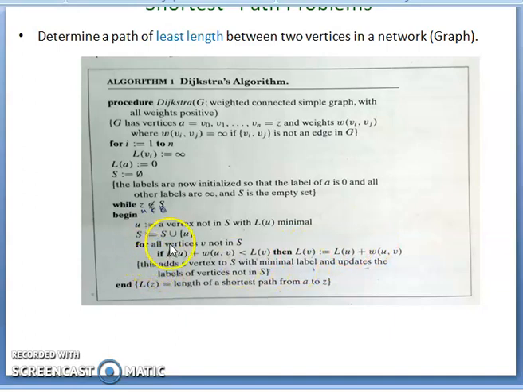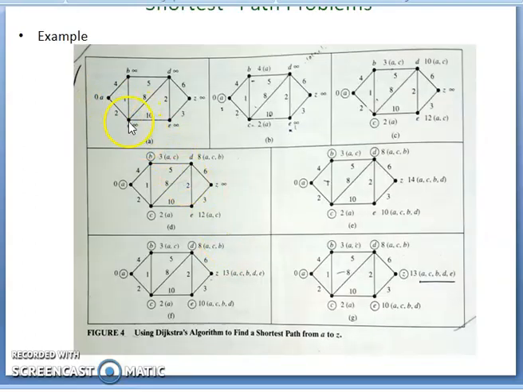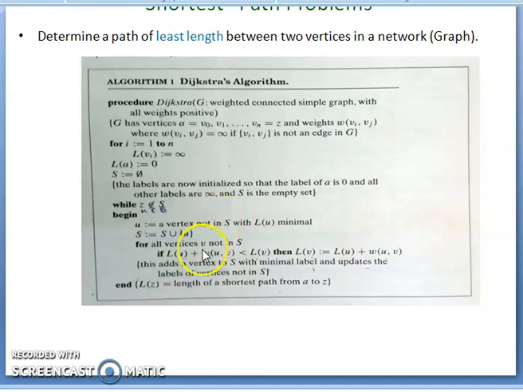Similarly, you find another vertex, C, adjacent to A. L of U is 0 plus weight 2. The weight is the weight of U comma V, where U means A and V means C for this example. Then 0 plus 2 is 2. 2 is less than infinity. Then update the length of C to 2.